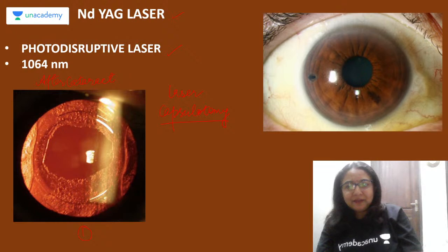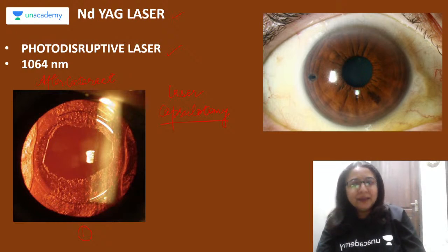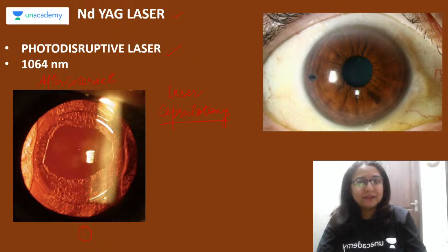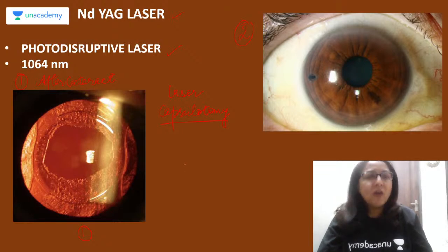Okay, so we can see here very clearly this is an opacified posterior capsule. The laser is targeted at the posterior capsule, and by its photodisruptive action, it makes an opening inside and clears the visual axis. The second important use of ND-YAG laser is in cases of glaucoma in which angle closure is there or pupillary block is there. Again, here the photodisruptive mechanism of this laser is used.